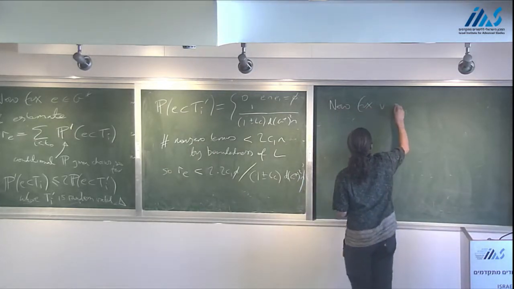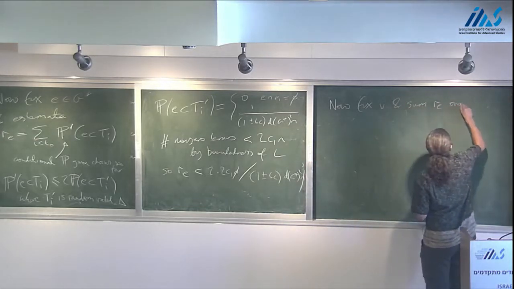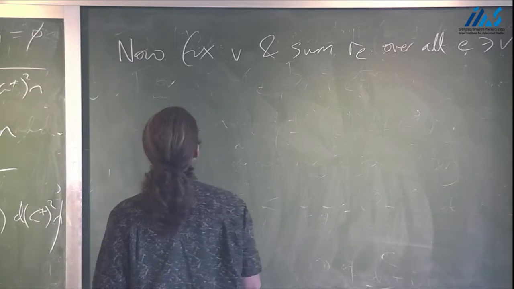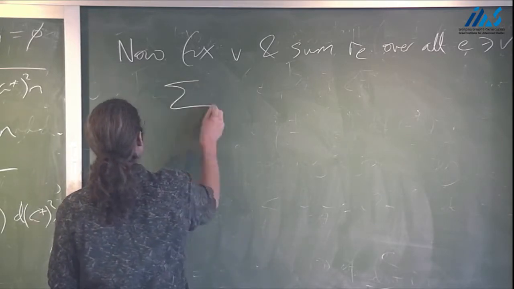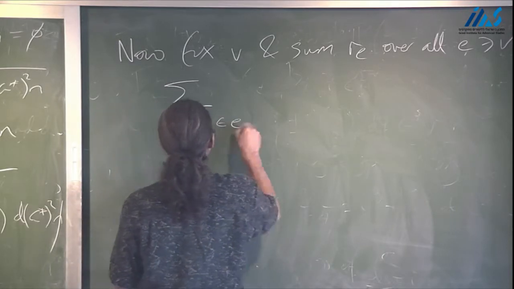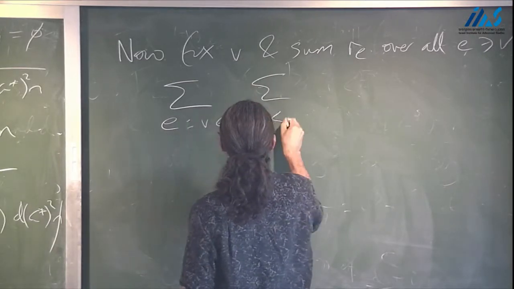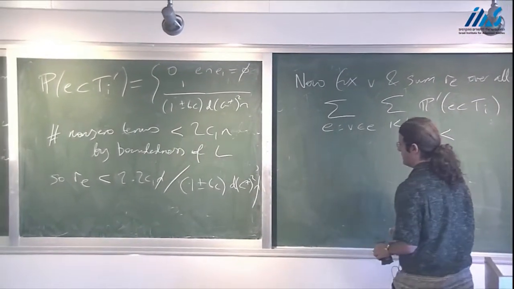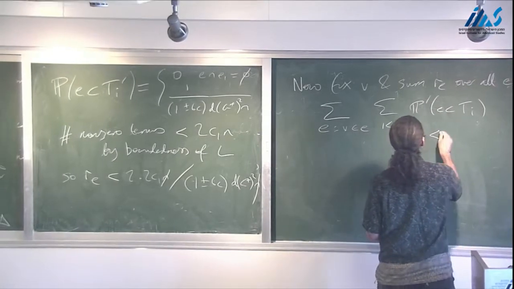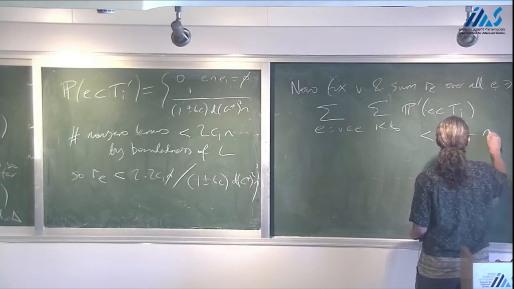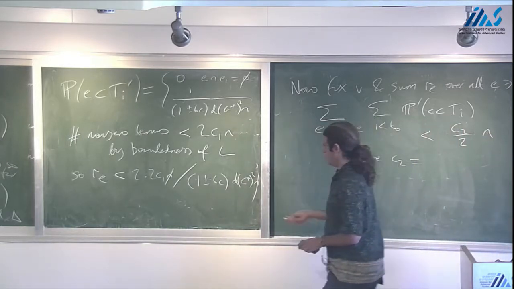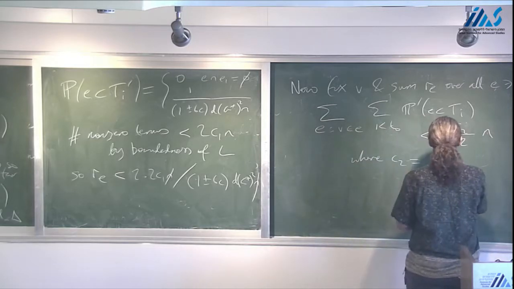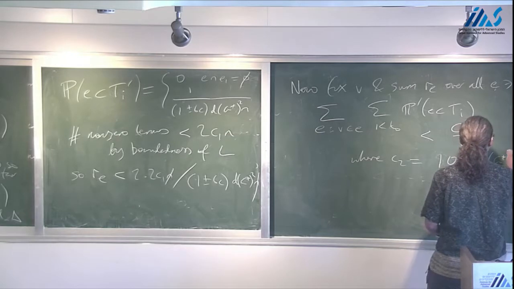So fix V and sum RE over all E containing P. So we get the sum again, less than, and let's call this maybe C2 over 2n, where C2 is whatever I get from this. So maybe C1 times the degree of V minus two.